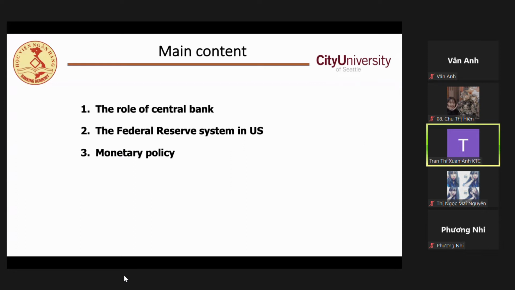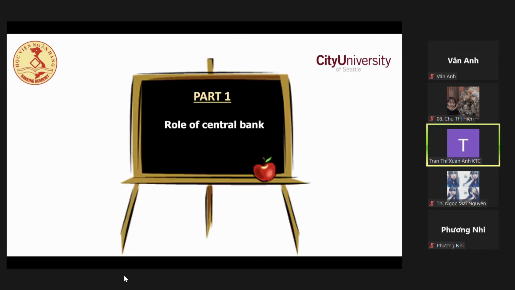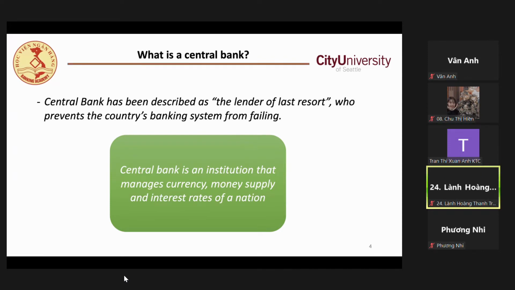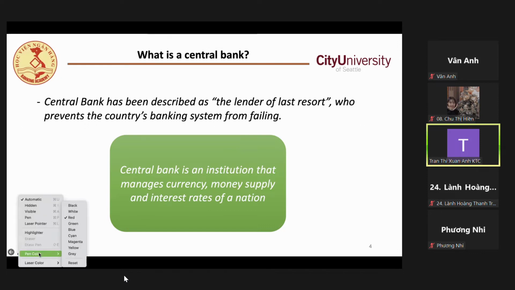Finally, we discuss monetary policy by talking about the different instruments that could be used by the central bank to obtain the macro objectives, including the inflation rate. The first part we mention here is: what is a central bank? As you have heard from the video, the central bank is an institution that manages the currency, money supply, and interest rates of the nation. So we highlight some key terms here. Central bank is an institution.